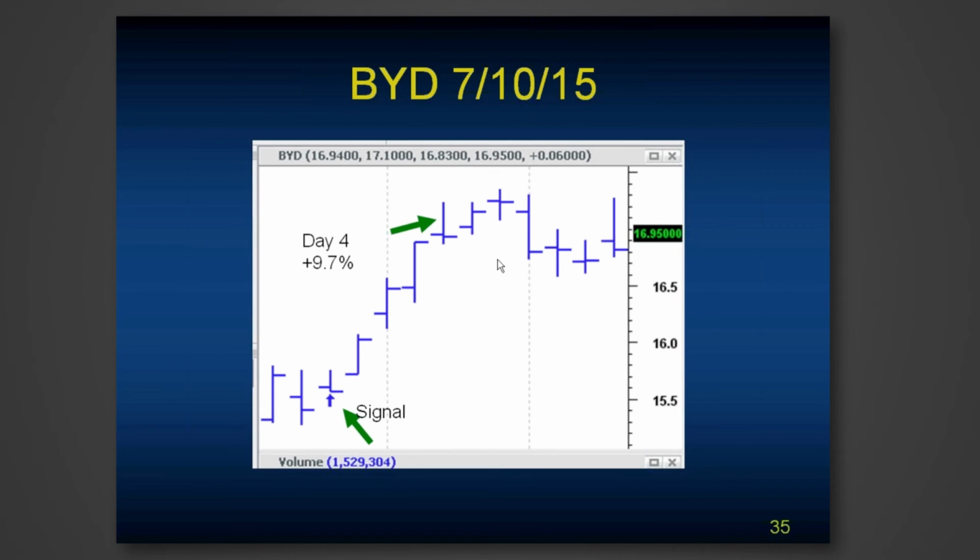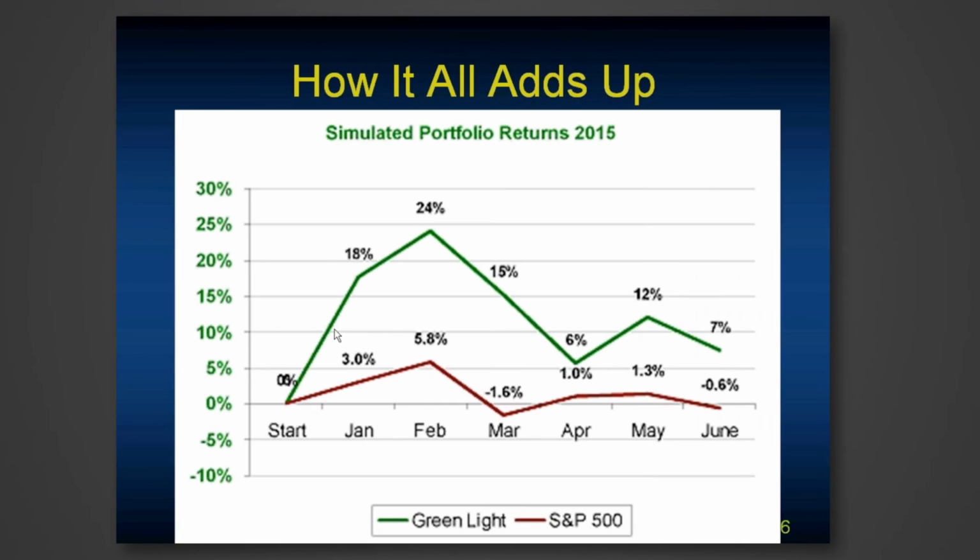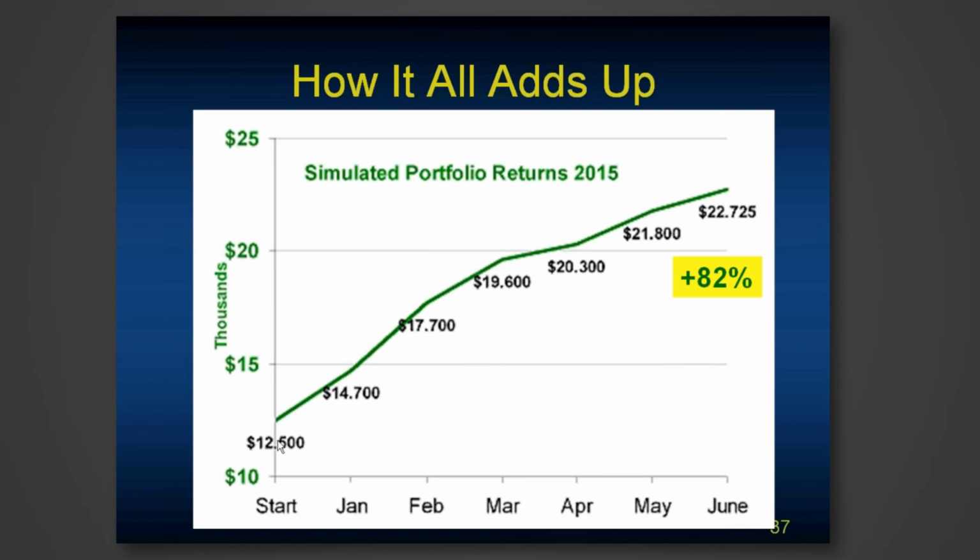This was a long one for us. Four days, signal the night before, 1, 2, 3, 4, basically a 9% trade, and out. So this is why the signals are important. They have to signal trades like this.